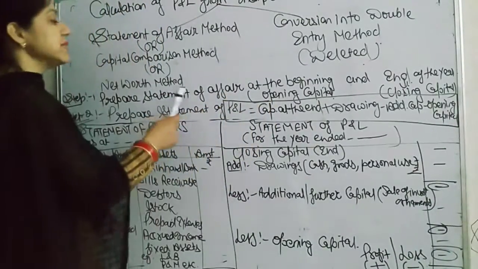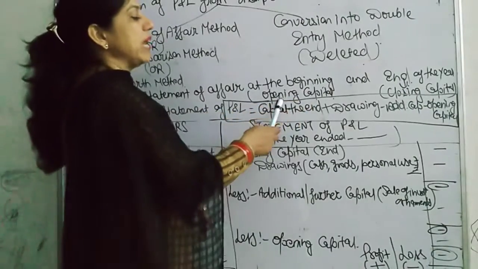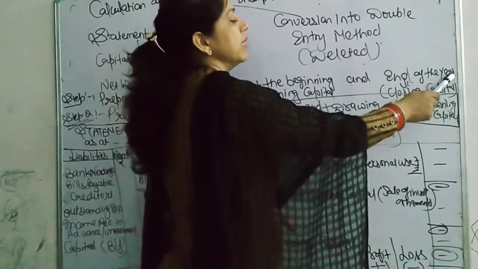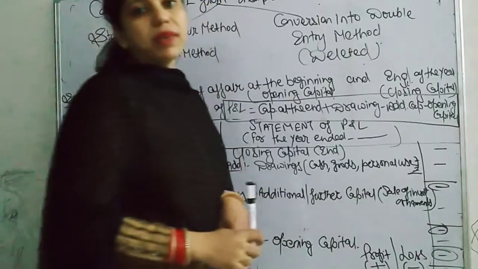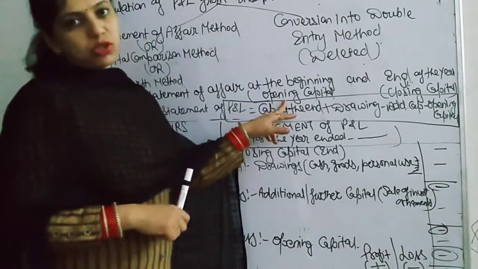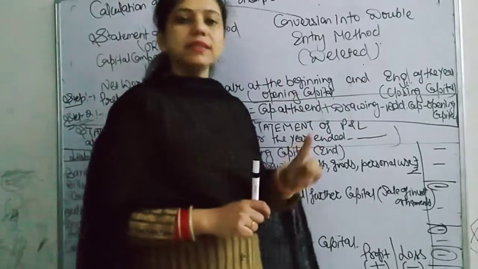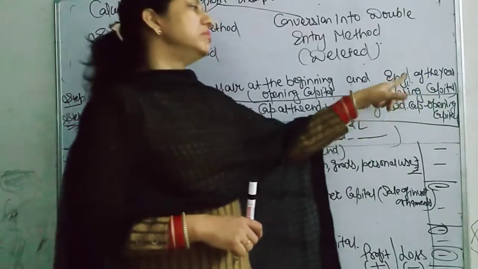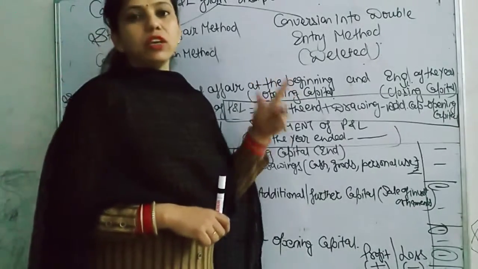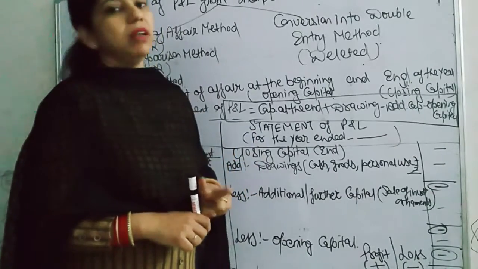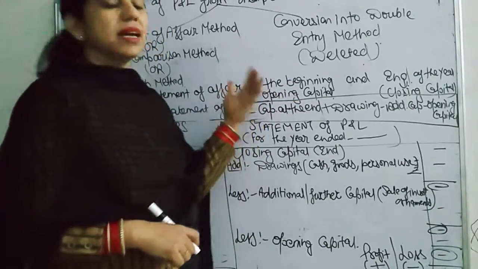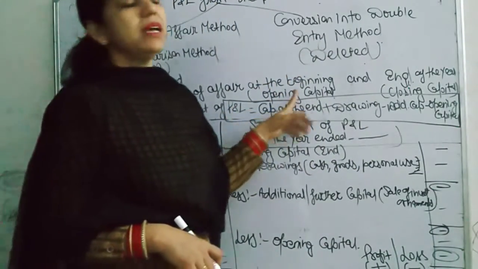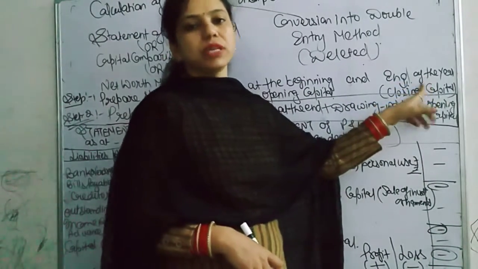We have to prepare the statement of affairs at the beginning for calculating opening capital if it is not given in the question, and at the end of the year for calculating closing capital. Sometimes opening capital is given in the question, then you have to prepare a single statement of affairs, that means at the end of the year, and we will get closing capital from there. If opening capital is not given, then you have to prepare two statements of affairs. First for the last year figures and second for the current year figures. From last year figures we will get opening capital, and from current year figures we will get closing capital.